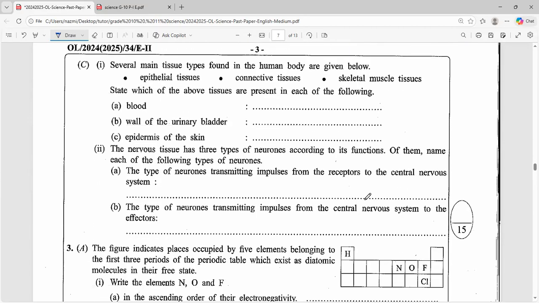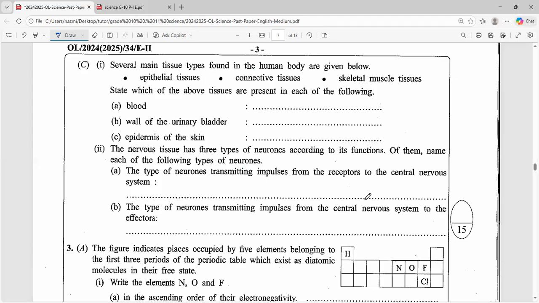C part is a very easy structure actually. Several main tissue types found in the human body are given below: epithelial tissue, connective tissue, and skeletal muscle tissue. Which of the above tissues are present in each of the following? In blood, connective tissue. Wall of the urinary bladder, epithelial tissue. Epidermis of the skin, that's also epithelial, not skeletal muscle tissue.